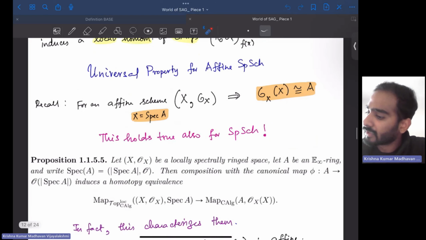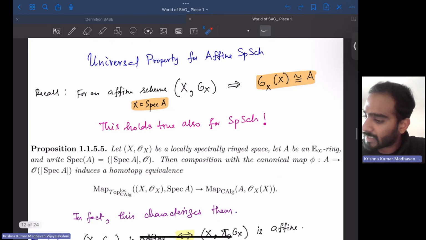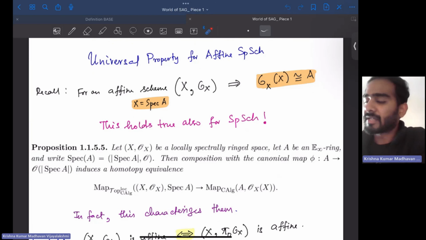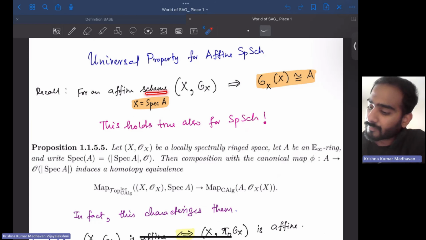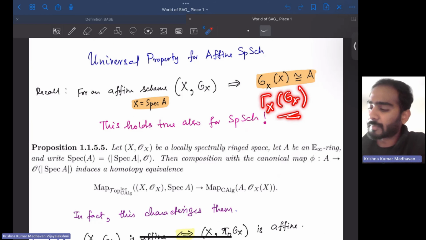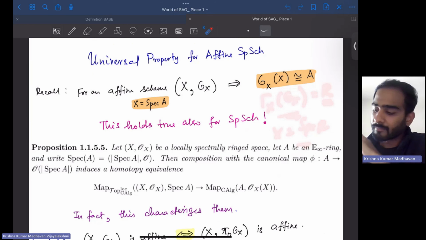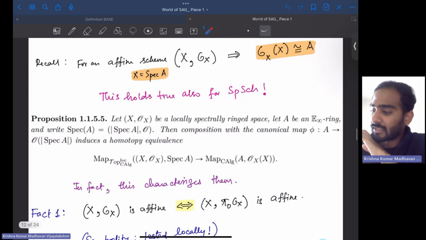Right? So just to conclude this part, we'll see that affine schemes have a very unique property, in the sense that if you have an affine scheme, then taking the global section functor, which is taking the global sections with respect to the structure sheaf, you get back the ring itself. So if X is Spec R, you just retrieve the ring itself. This happens if and only if the scheme is affine. So we see that it is also true for spectrally affine schemes, right?